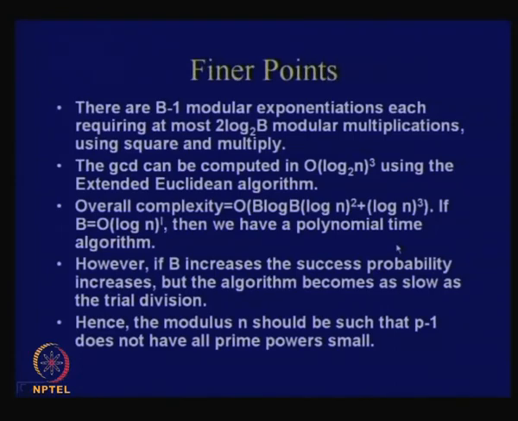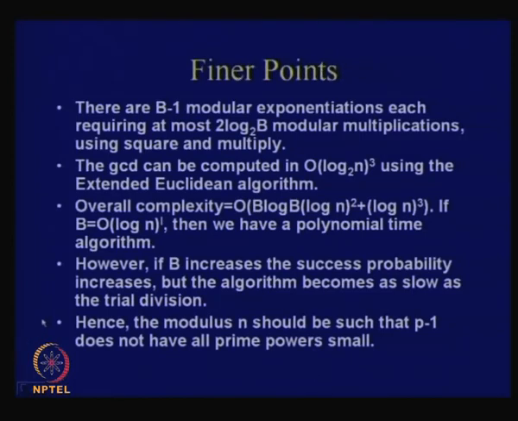Okay. But the thing is that if this value of b is large and if it is of the order of n itself, then this algorithm will not be so useful. Okay. However, if b increases, then the success probability increases, but the algorithm becomes as slow as the trial division algorithm. So, therefore, the modulus n should be such that p minus 1 does not have all prime powers small. So, this is our observation.